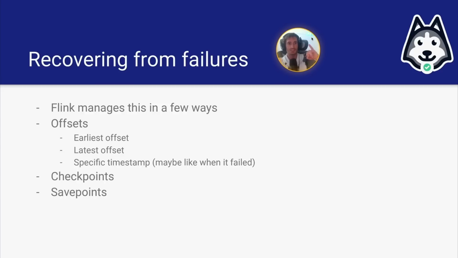Earliest offset means read in everything that's in Kafka, all the way back, as far back as we can go. And so that's a lot of data. Latest offset means only read in new data after the job starts, so it will only read in any new incoming data. And then you have a specific timestamp, which is like, okay, only read offsets that are at this timestamp or newer.